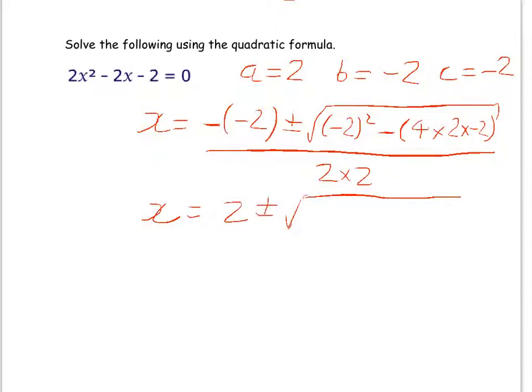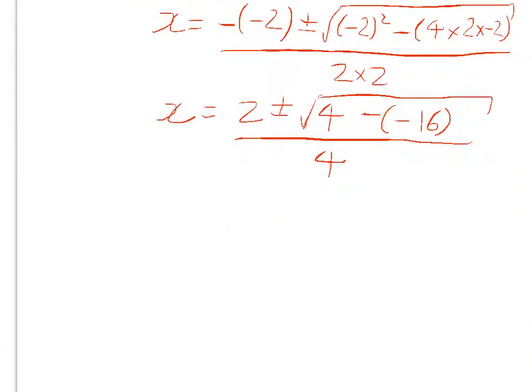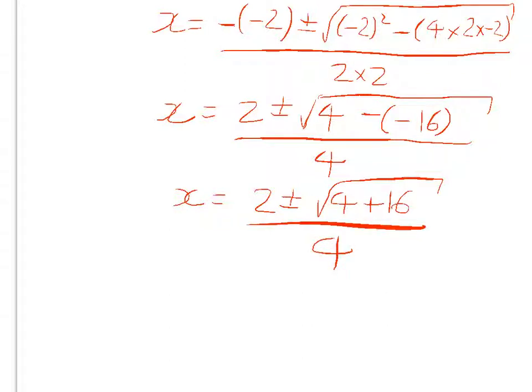Now, minus 2 squared is 4 minus 4 times 2 times minus 2. So 4 times 2 is 8 times minus 2 is minus 16 all over 4. So, next step, x equals 2 plus or minus the square root of 4, right, minus is a plus, that's plus 16 all over 4. Now, when you get good at this, you won't have to write all these steps down that I'm doing now. I'm just breaking it up so that people who haven't done it before have a chance to fully understand this.